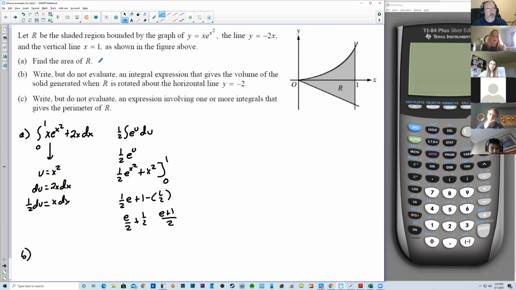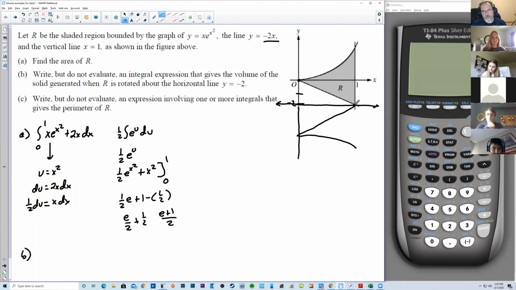B, an integral expression that gives the volume of the solid generated when R is rotated about the horizontal line y equals negative 2. Well, this line is negative 2x. So from here, we'd go down 2 and right 1. So the point is, this is down here at negative 2. So we're going to rotate this about the line y equals negative 2. So let's get the 180-degree rotation like that, and then like this, something like that. We're going to rotate this inside one around and rotate the outside one around, so we have a washer.